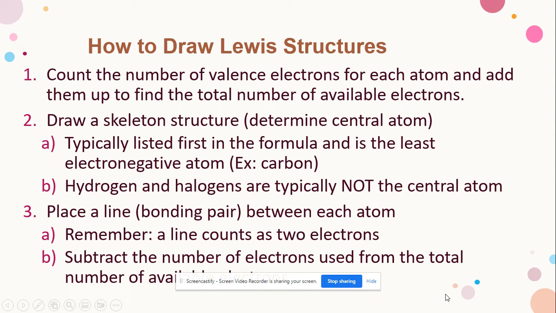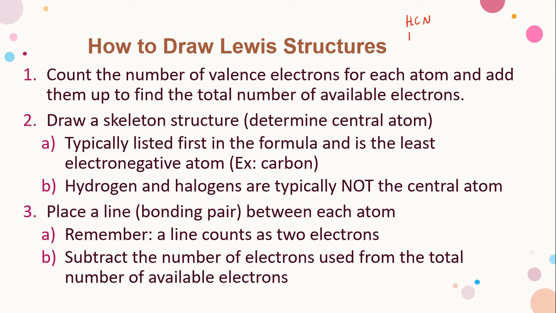So first and foremost, we have to understand the rules for drawing Lewis structures. The first thing to do is count the number of valence electrons for each atom and then add them up to find the total number of available electrons. A good example of this is if we're working with something like HCN. We know hydrogen is in group 1, so it gives 1 valence electron. Carbon can give 4 because it's in group 4. And then nitrogen can give 5 because it's in group 5, giving me a total of 10.